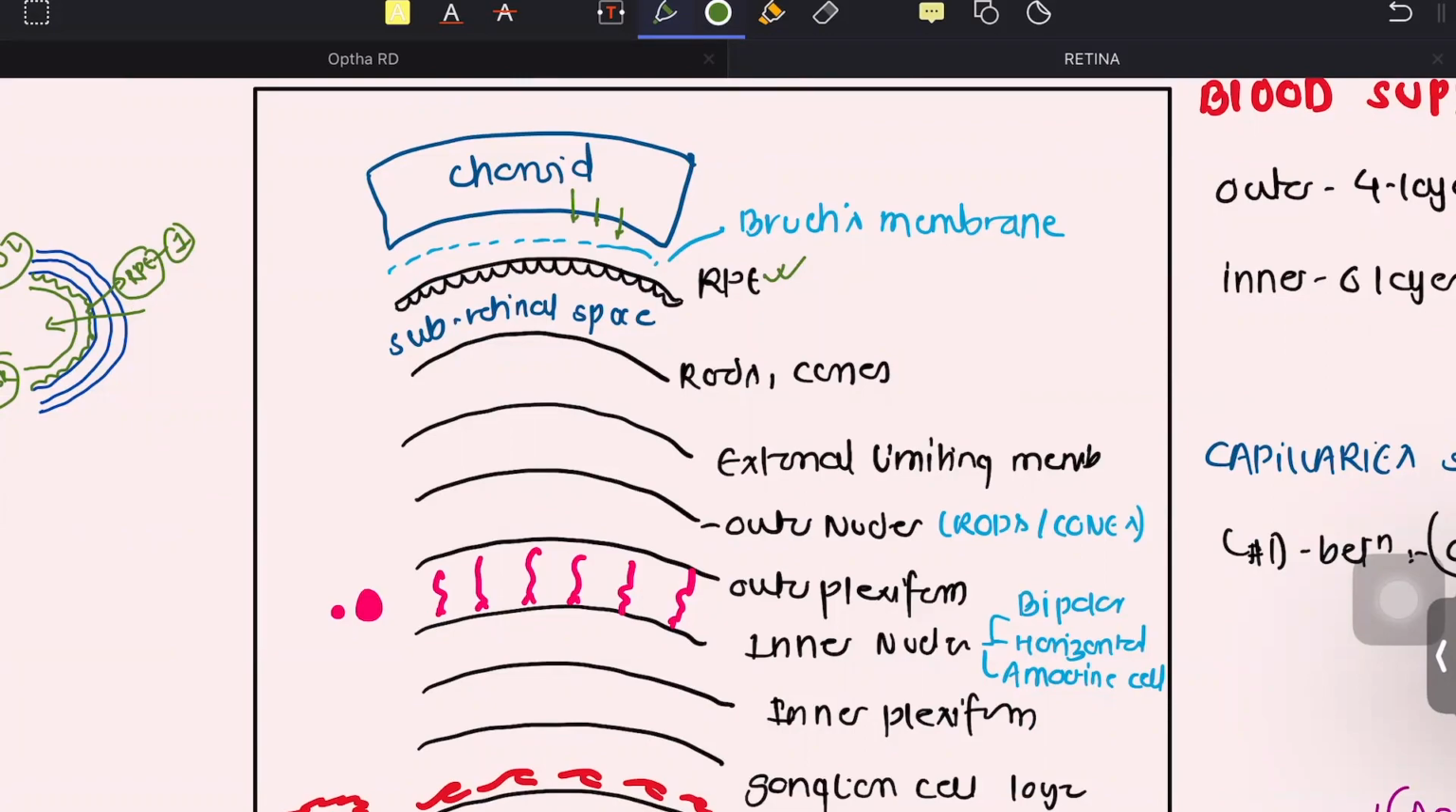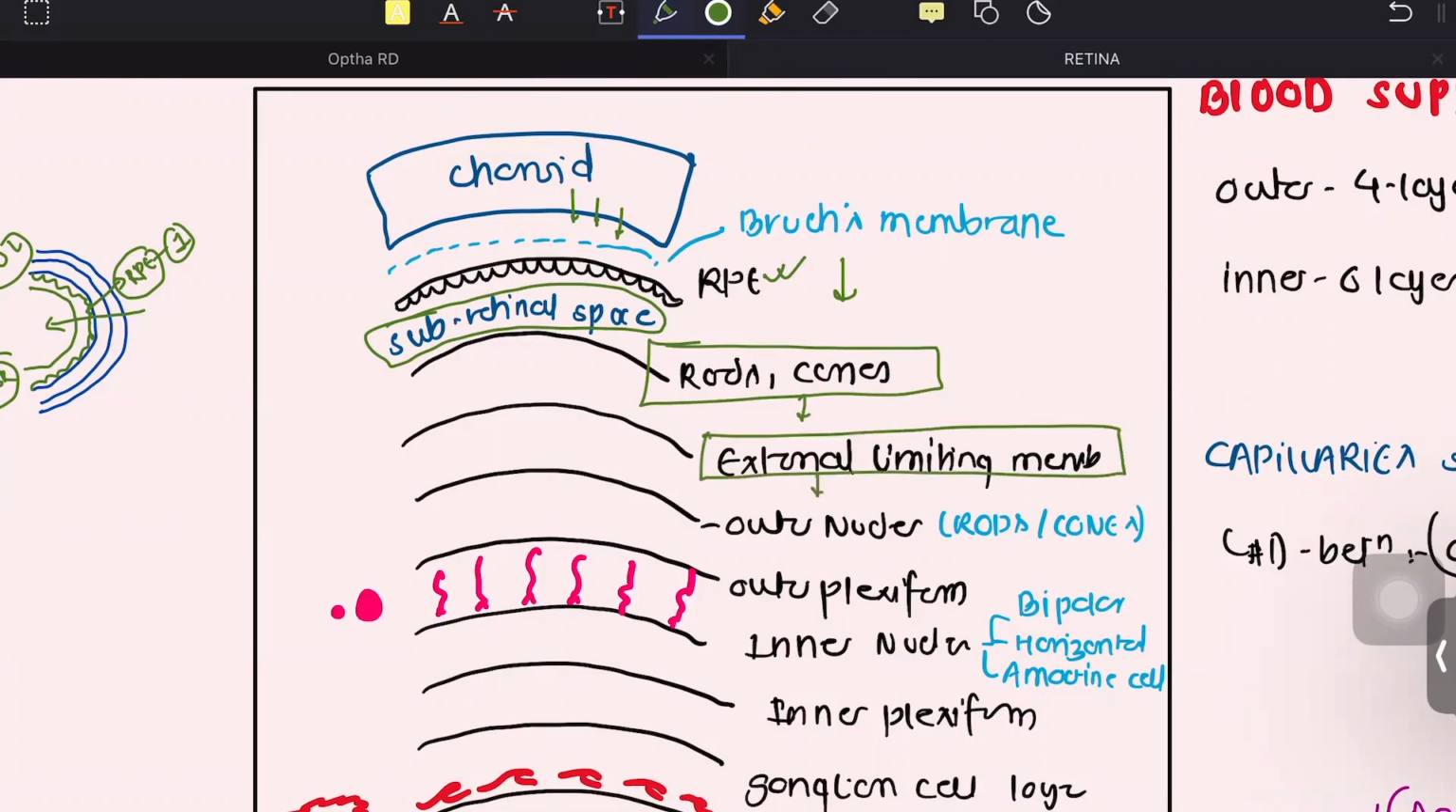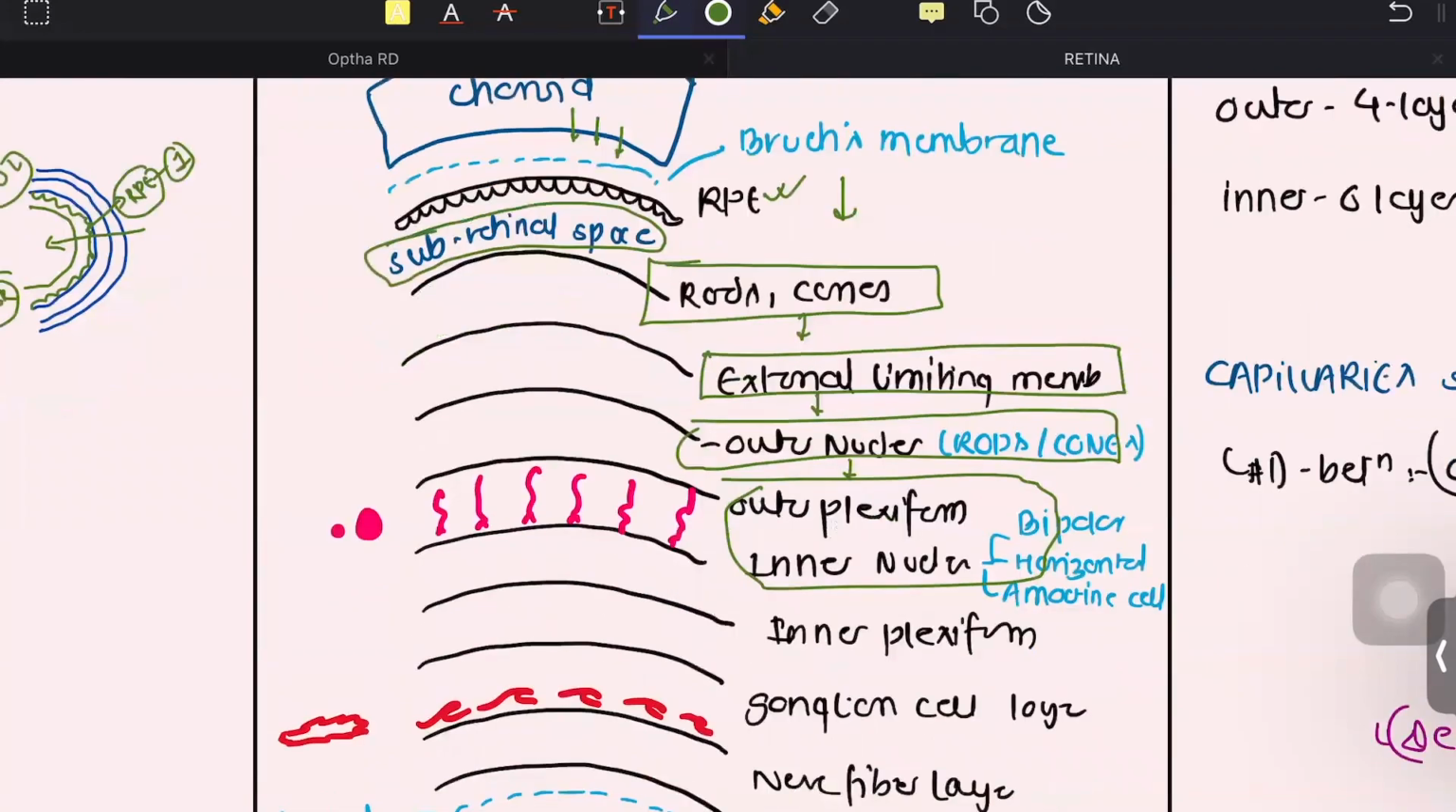Just anterior to the retinal pigment epithelium, we can see a space. This is known as subretinal space, and it is important to know this space because whenever we are talking about retinal detachment, the detachment occurs at this particular plane. So if we are talking about retinal detachment, it will occur at the subretinal space. Just anterior to the retinal pigment epithelium, we can see a layer of the rod and cones. Anterior to that, there is an external limiting membrane. Anterior to that, there is an outer nuclear layer. Just anterior to that, there is an outer plexiform layer, and anterior to that, there is an inner plexiform layer.